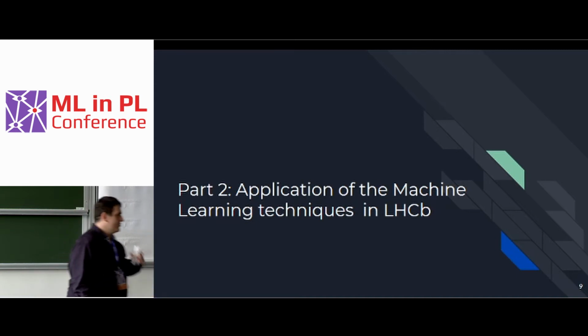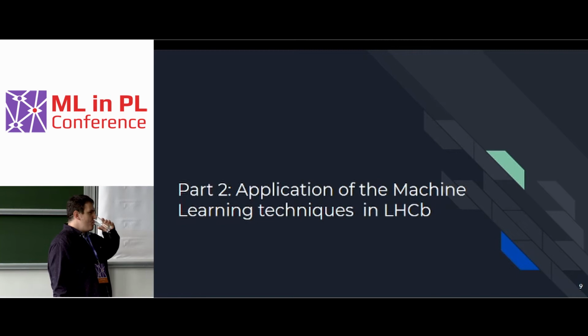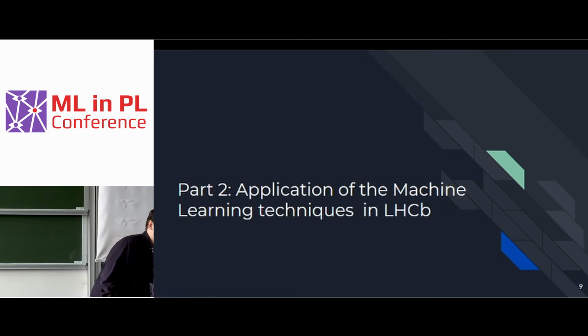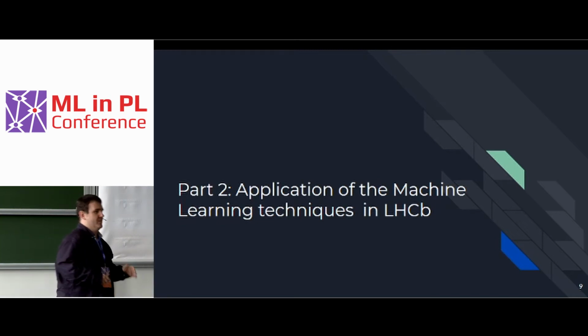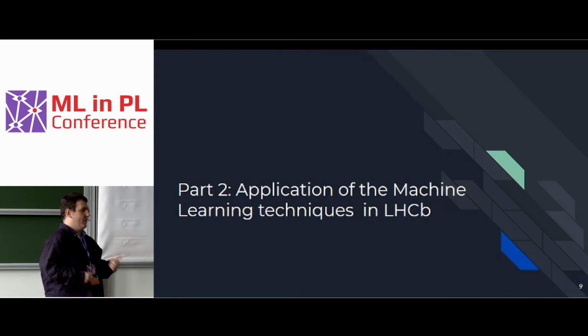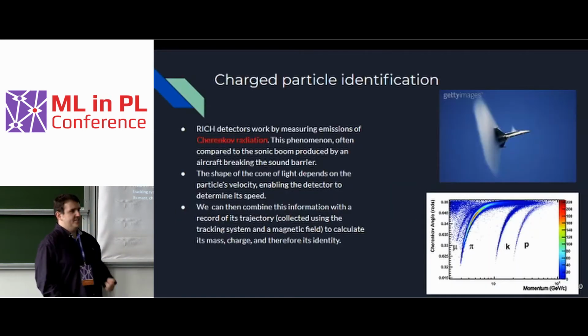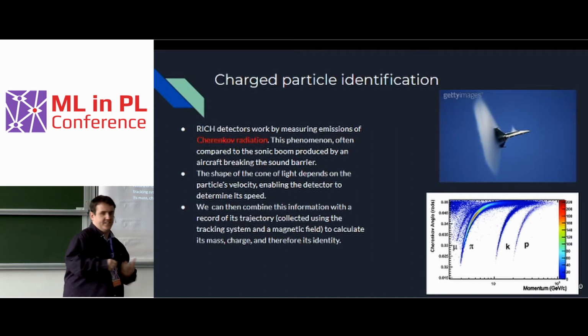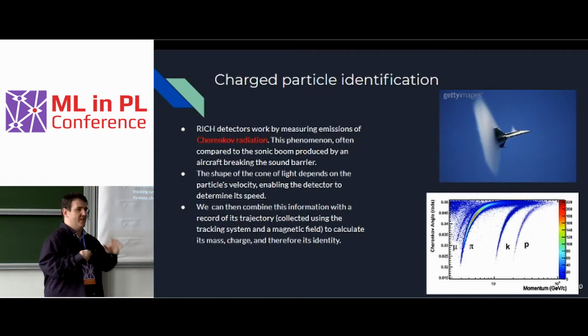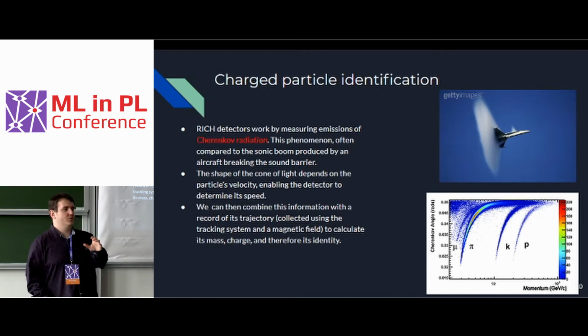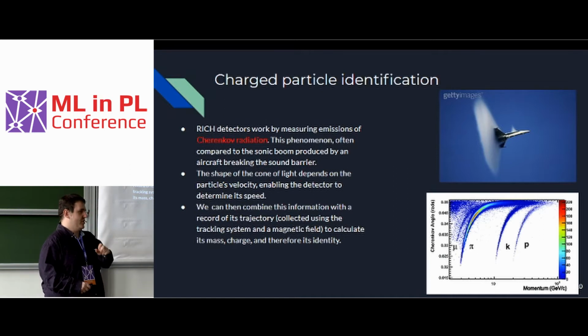So now let me move to the second part, which is probably more important and more interesting for me: the application of machine learning. So how do we boost our data processing using machine learning? As I said, we are basically asking the detector a couple of questions. The first question that we are trying to answer is, what is the type of the particle?